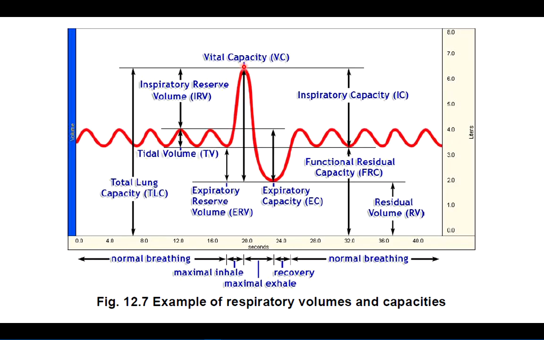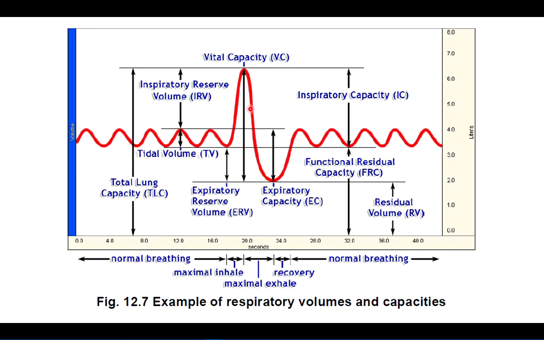Now, the next one that we see here is vital capacity. After a maximal inhalation, what is the maximal amount of air that we can move out of the lungs? That would be to this point right here. So after a maximal inhale, breathing as much air as we can in, breathing as much air as we can out, from this point here, or this line, to this line, this volume would correspond to vital capacity.